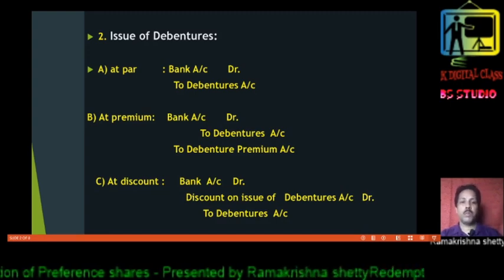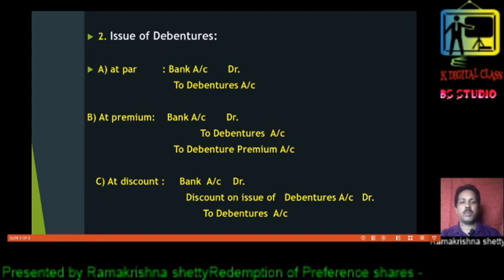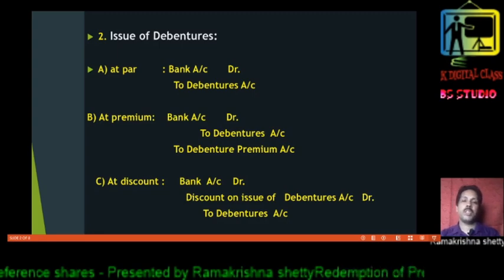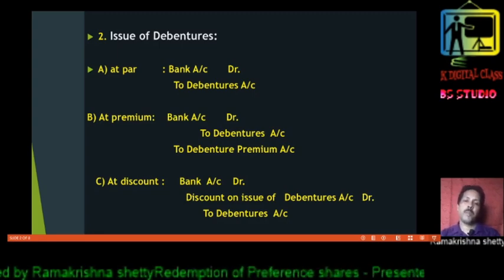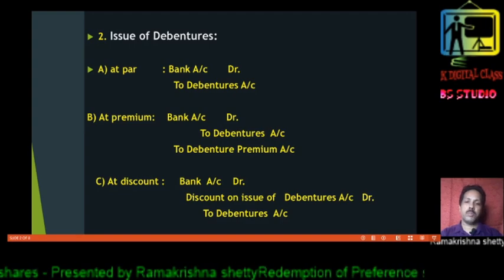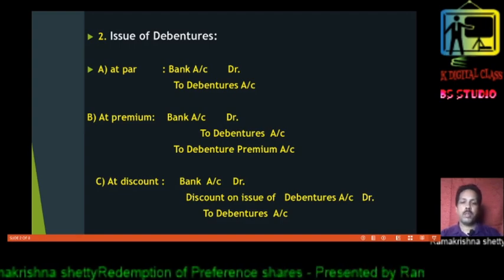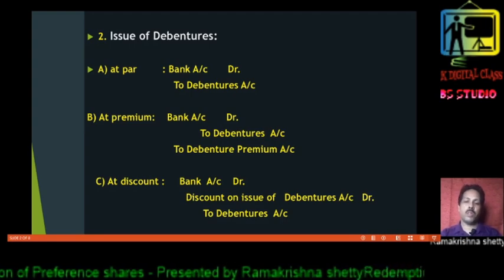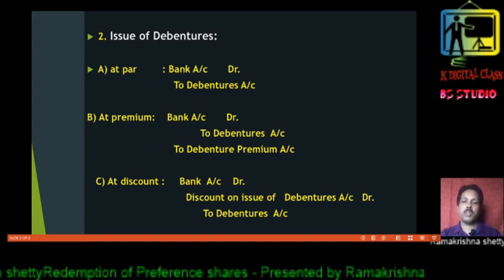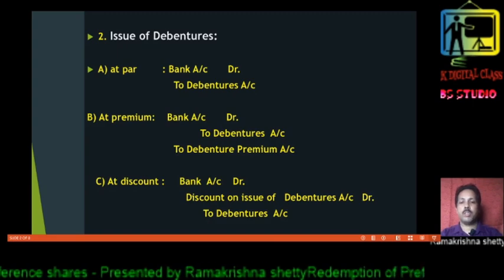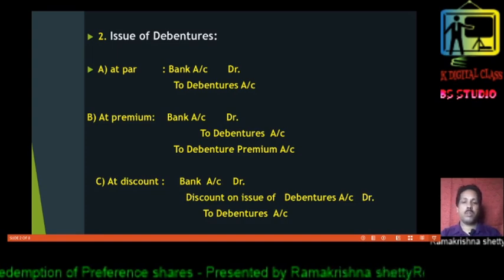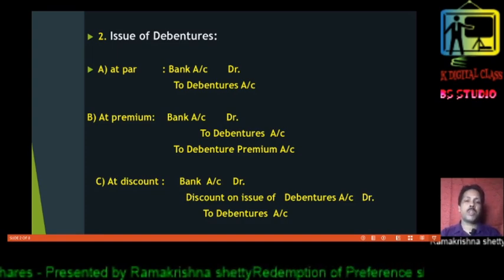Suppose the debentures value 1 lakh, amount collected 1,10,000. Then bank account is debited with 1,10,000, debentures credited with 1 lakh and debenture premium is credited with 10,000. If debentures are issued at a discount, then the entry: bank account debit, discount on issue of debentures account debit, to debentures. Suppose the value of debentures 1 lakh, amount collected 90,000. Then 90,000 is debited to bank account, discount on issue of debentures debited with 10,000 and 1 lakh credited to debentures account.